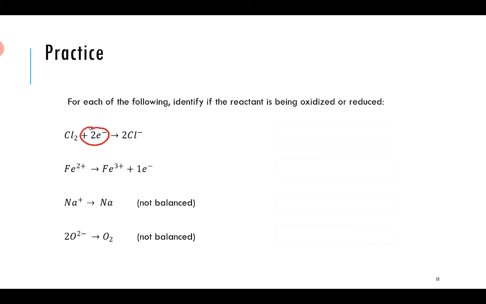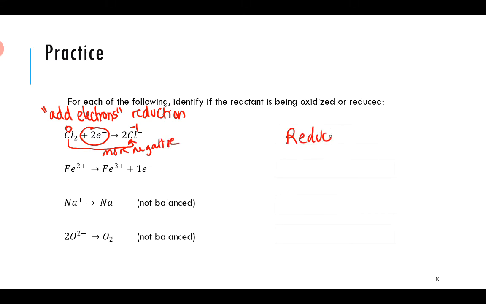So if we see electrons on the reactant side, that means we're adding electrons. We can also tell by our oxidation state. So adding electrons is reduction. But we can also tell by looking at our oxidation state. Chlorine goes from being a neutral, pure element to being 1 minus ions, and so our oxidation number is going down, and so more negative. And so both ways point us towards reduction.